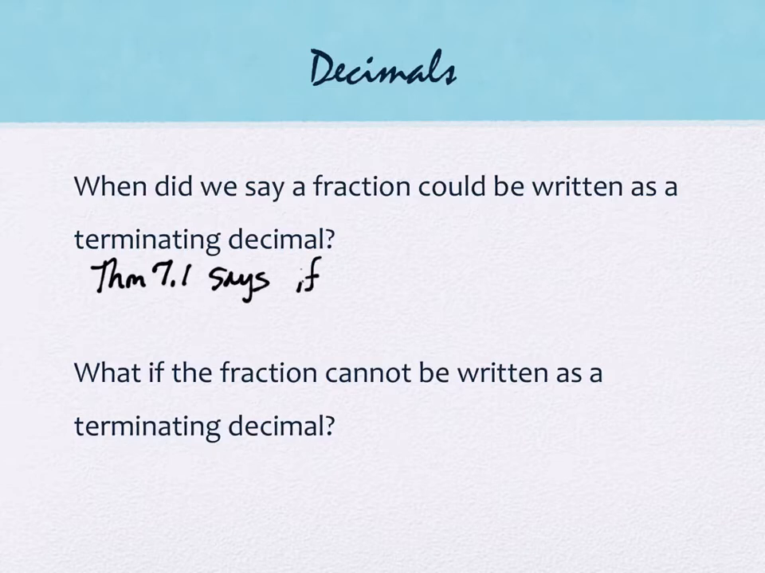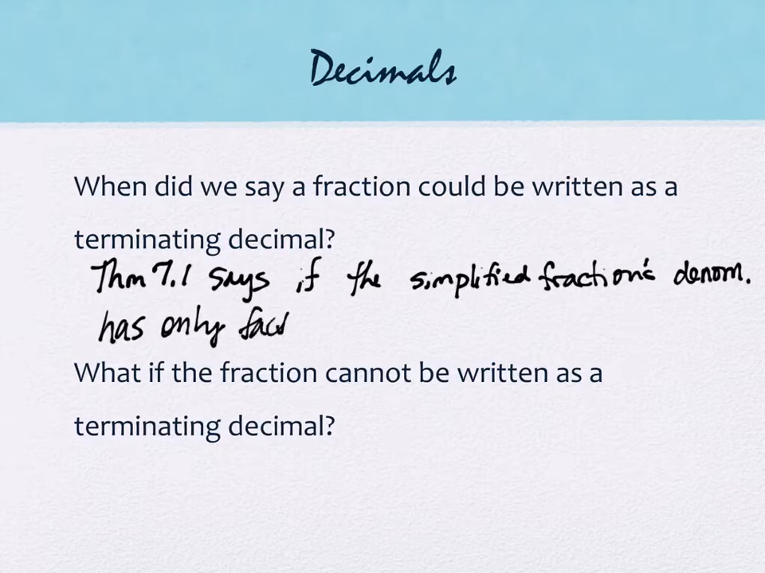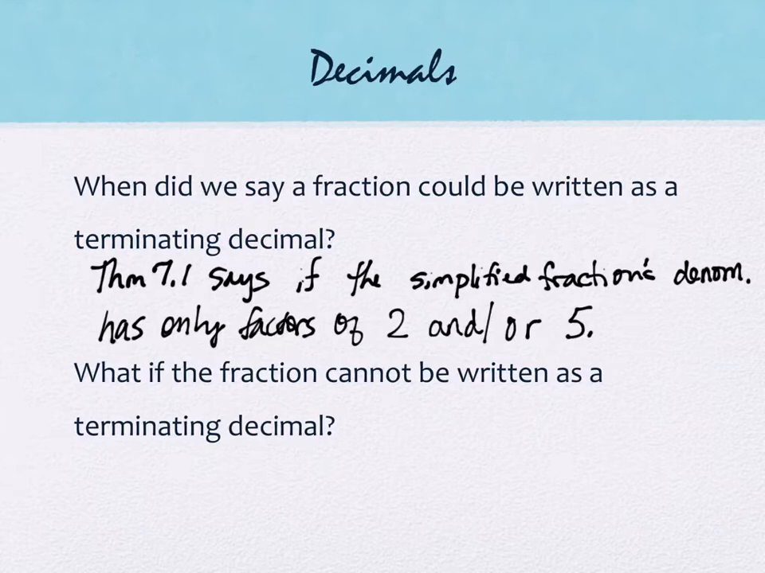So theorem 7.1 says if the simplified, or reduced if you like that one better, fraction's denominator has only factors of 2 and or 5, then it terminates. And if it has anything else, then it's not going to terminate.